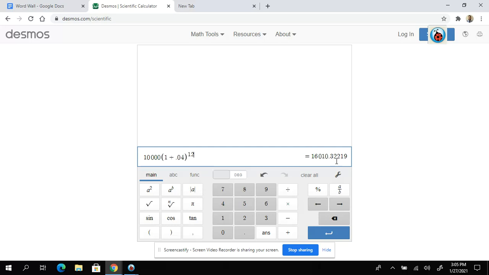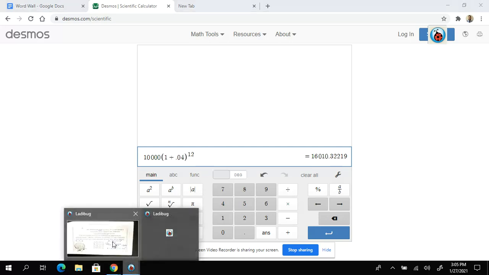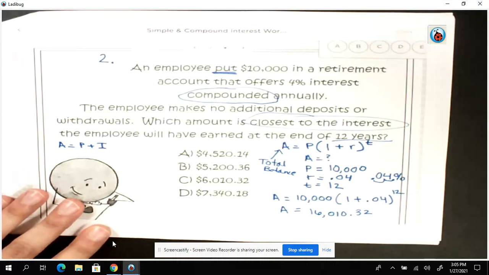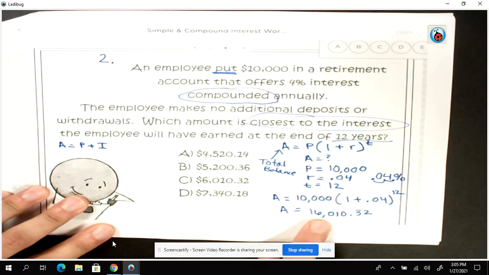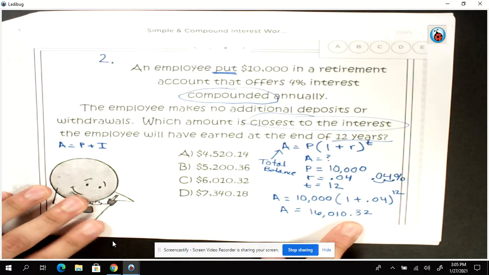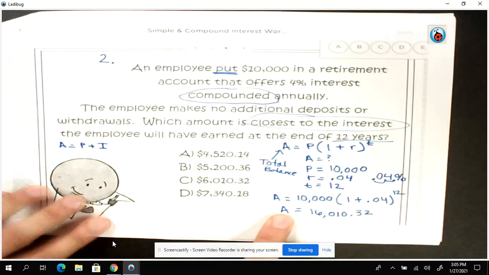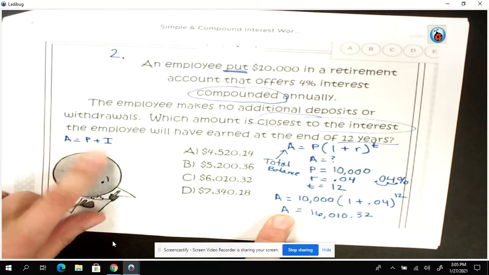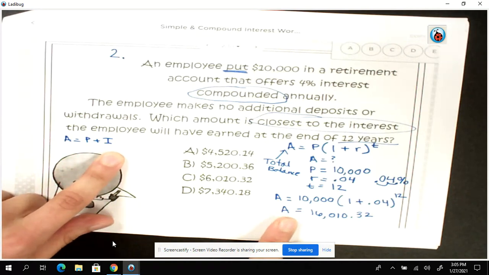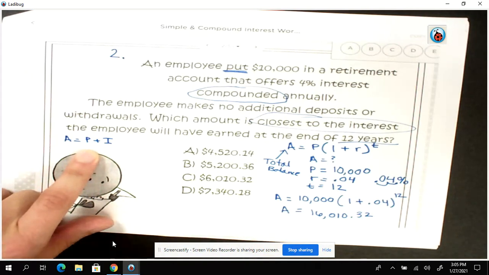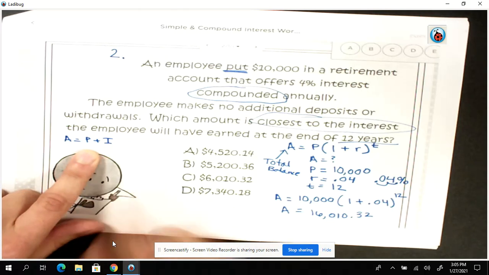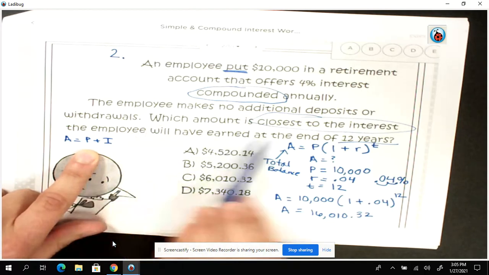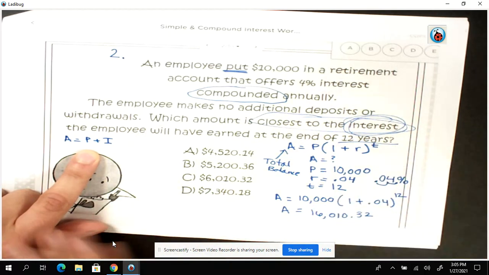So that's what A equals. So A equals 16,010.32. All right, so let me go back to my screen. Okay, so A equals 16,010.32 is what we got in the calculator. However, this A, remember A includes principal plus interest. So that's the total balance. That's the new balance. So pay attention to what the question is asking for. Which amount is closest to the interest? It's asking for the interest.